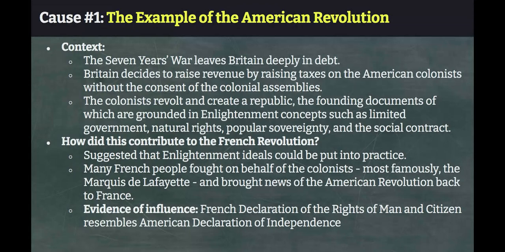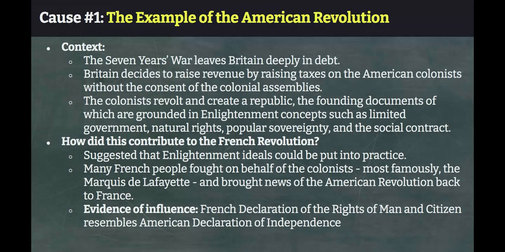We know how this ends, right? The colonists are like, hey, no taxation without representation. They revolt, they create a republic, and the founding documents that they produce are grounded in Enlightenment philosophy. So this idea of limited government and natural rights and popular sovereignty and the social contract. And as you've probably read the Declaration of Independence, you've seen those ideas, right?